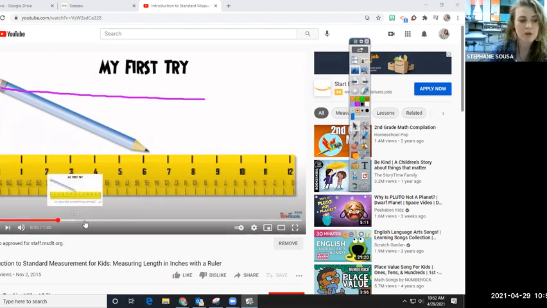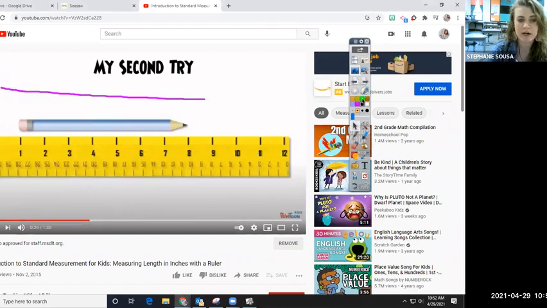Okay. We also see a problem right here. This time they lined it up with 1. So we're missing a whole inch. So if we scoot that back, the measurement's actually going to stop at 7 inches because it's going back that inch.